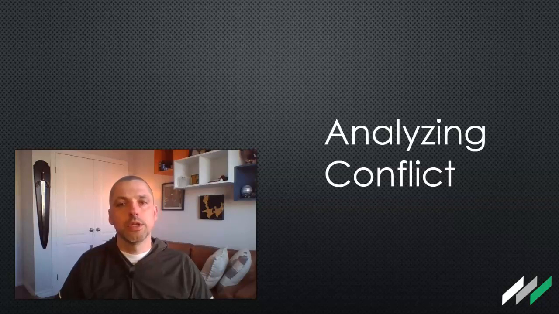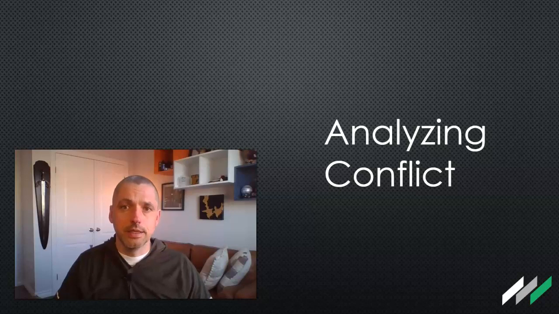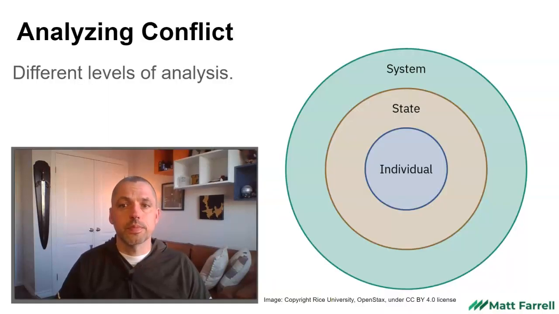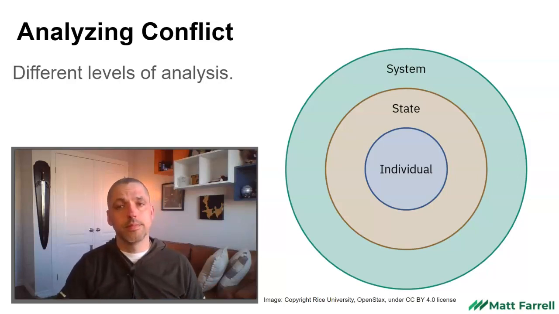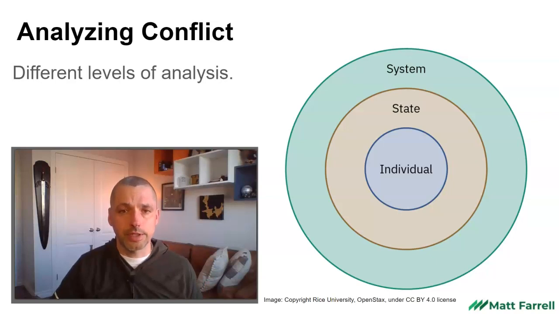In this video, we're going to look at some different perspectives for understanding and analyzing different global conflicts. When we're analyzing conflict to try and figure out exactly what's going on and to try and understand the root causes, there are three different levels of analysis we can consider: the individual level, the state level, and the system level. Each of those might give us insight into the nature and cause of the conflict.